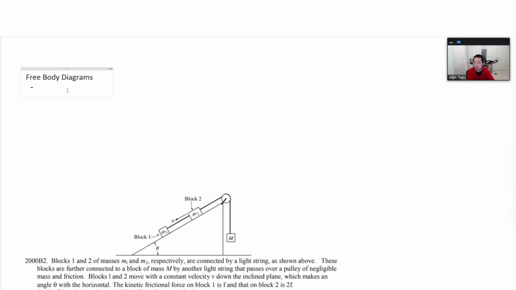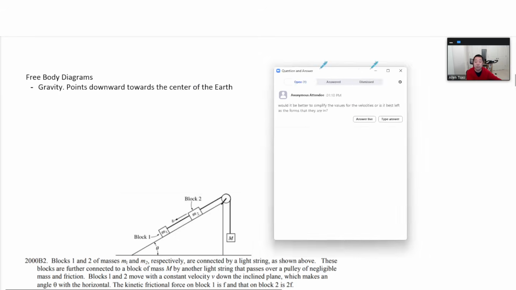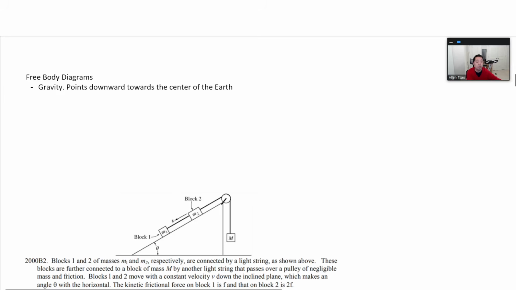Okay, first force is gravity. Gravity always points downward towards the center of the earth. That's usually the first arrow I draw on any free body diagram. Unless you are far away from a planet, there is always gravity acting on you. Okay, so gravity is always acting downward towards the center of the earth.